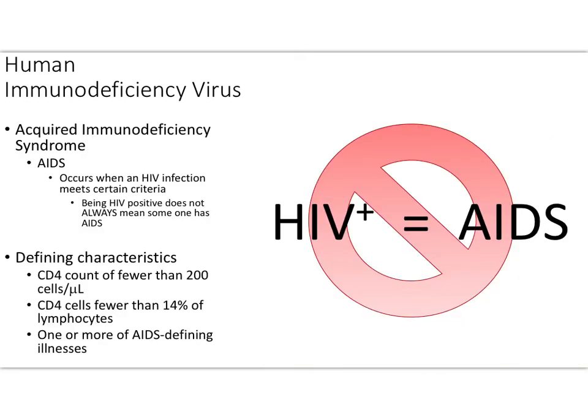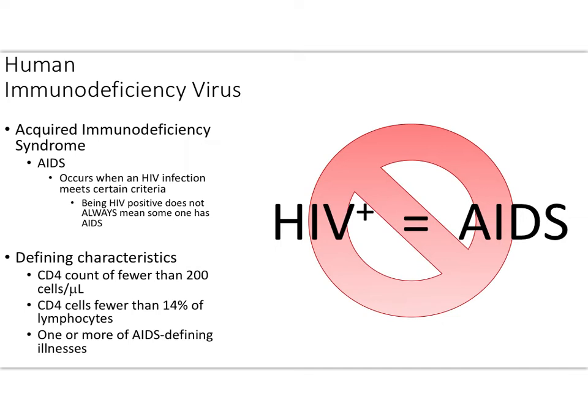Now, the next thing to talk about that's important or significant when we are learning about this virus is that as the viral infection progresses, if it is untreated, eventually a person will develop what is called AIDS, or acquired immunodeficiency syndrome. AIDS occurs when an HIV infection basically meets certain criteria. Being HIV positive alone does not necessarily equal having AIDS. So there is a difference.